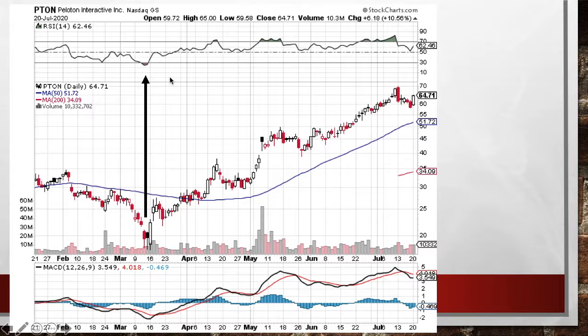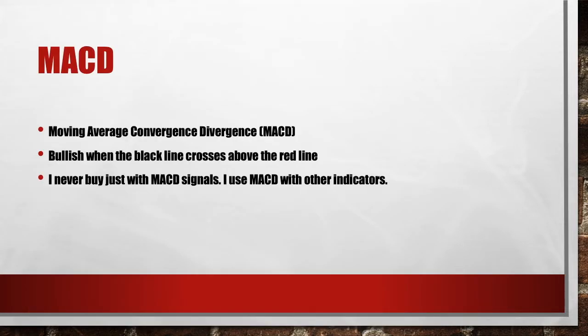MACD is another very popular indicator. It stands for the Moving Average Convergence Divergence Indicator. You get a bullish reading when the black line crosses above the red line. Again, I never buy just with MACD signals. Some traders do. Some traders make their decisions just off MACD. Me personally, I like to use it like a clue. You know, like I'm going to be a detective and I put all my clues together. So I use MACD with other indicators.